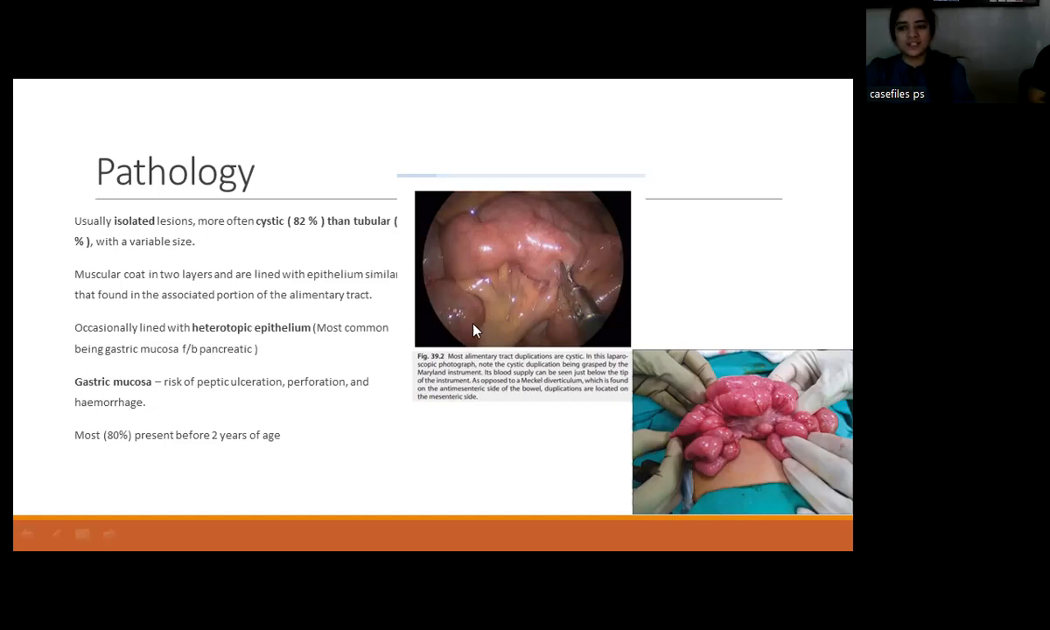This is the image of a cystic duplication, which is present in the ileal part of the intestine. The instrument is holding the cyst. This is another image in which a colonic tubular duplication is being seen. The two colons are divided.